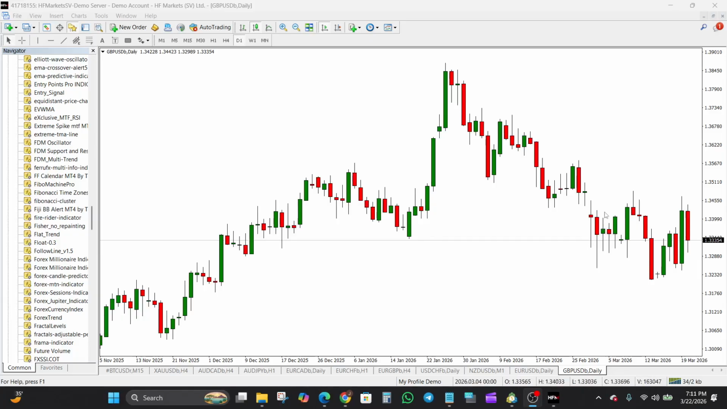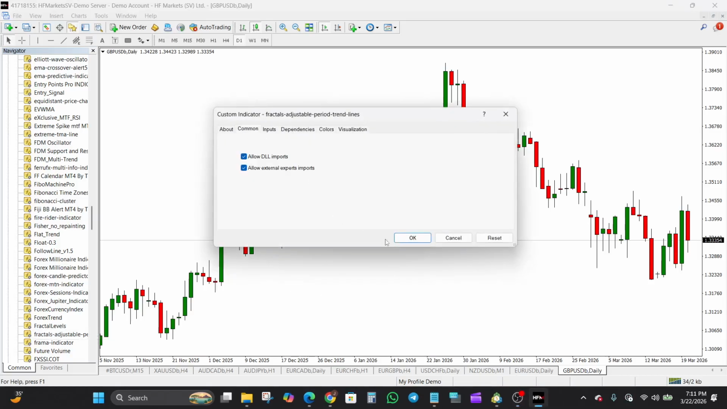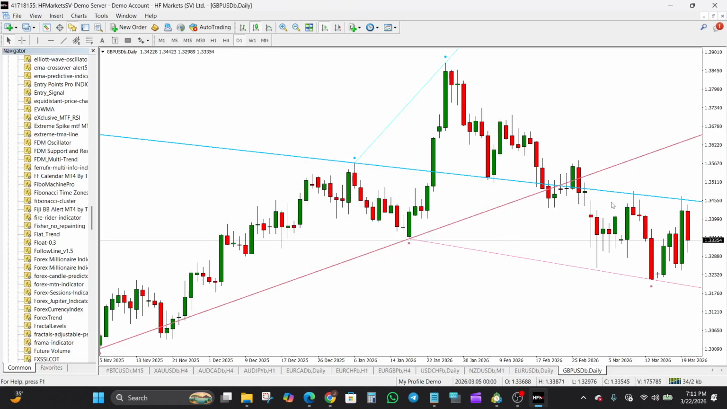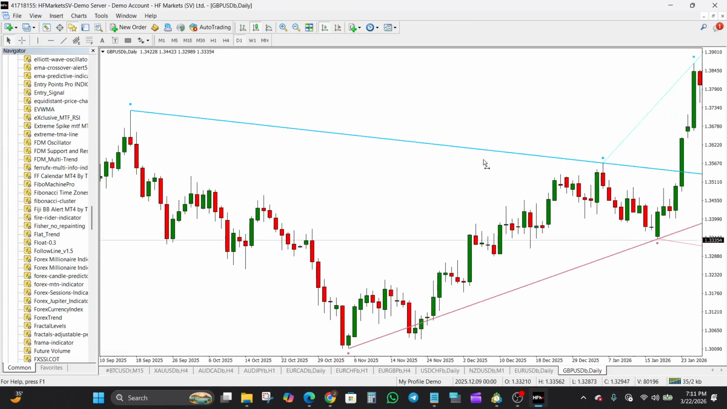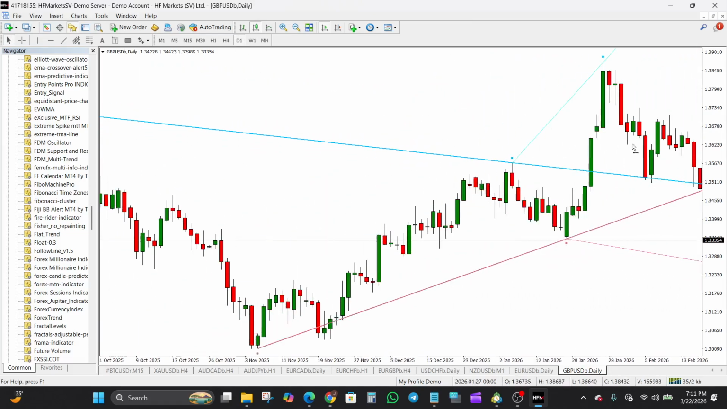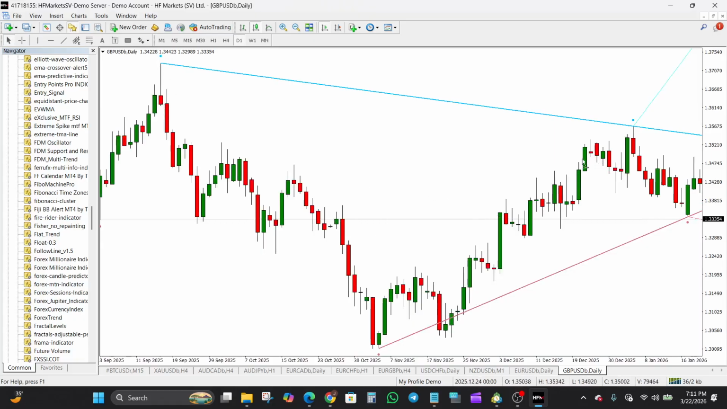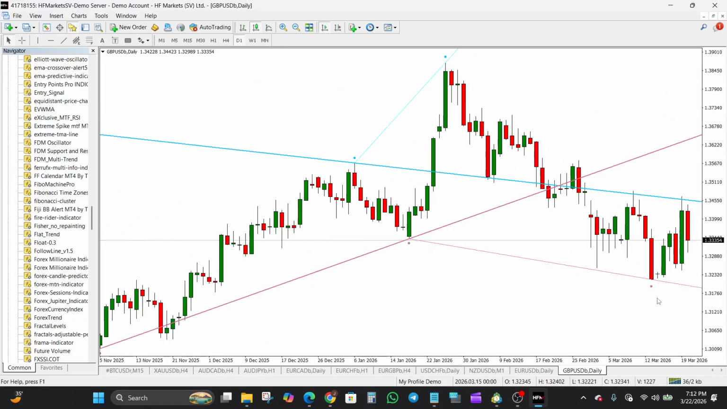Okay, so let's start by adding the indicator to the chart. Basically, the Fractals adjustable period trend lines indicator is a tool that is designed to automatically draw trend lines based on fractal points. As you can see, the trend lines are based on fractal points. So it helps traders to identify structure, support, and resistance without manually plotting the lines.